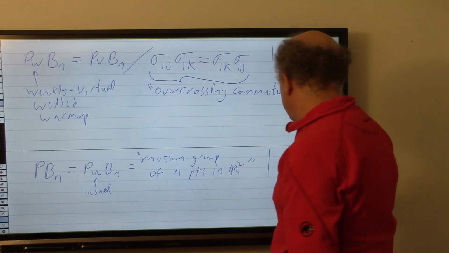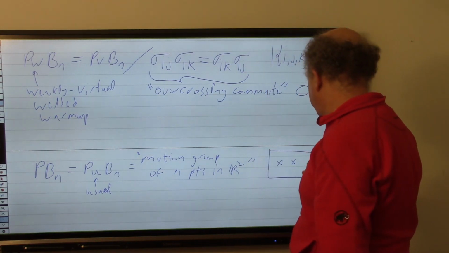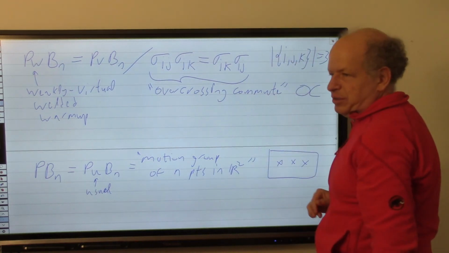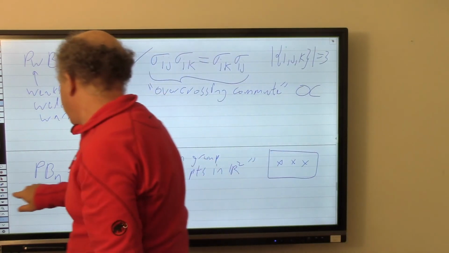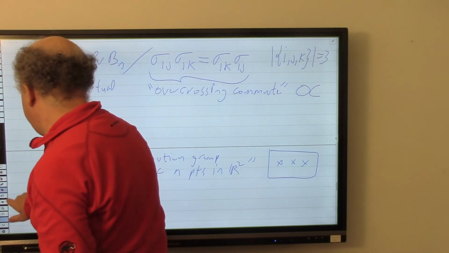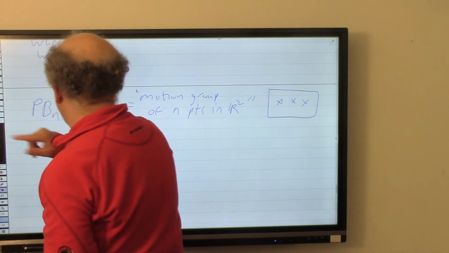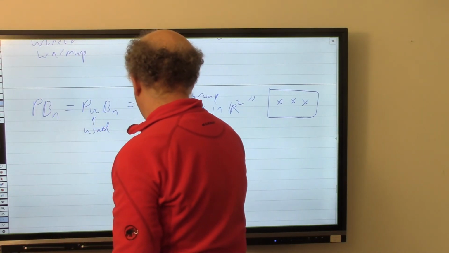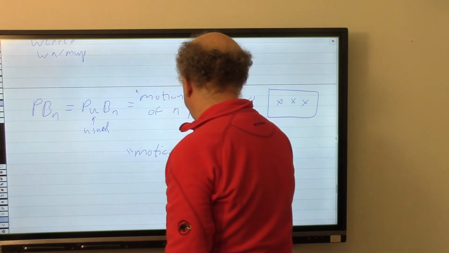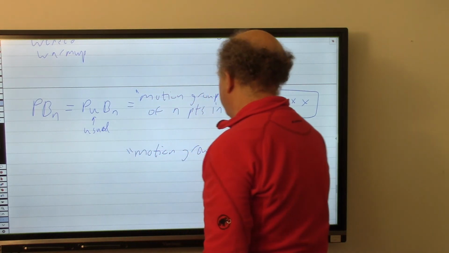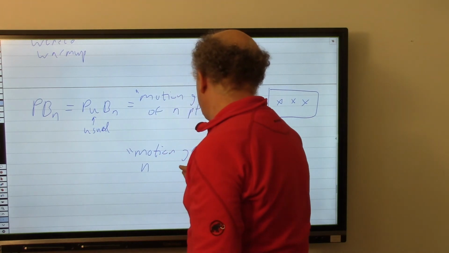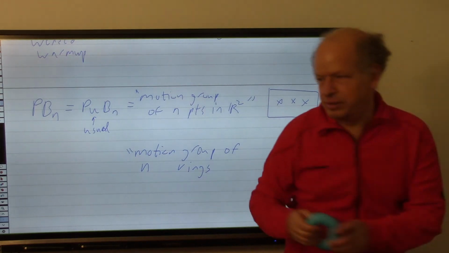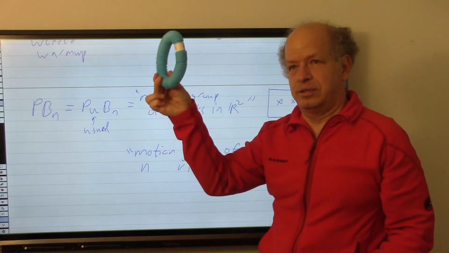So basically you have n points in R2 and you track how they move, and that gives you a braid. But you see, equally well, you could be looking at the motion group of n rings. You know what a ring is, right? Here is a ring. Okay?